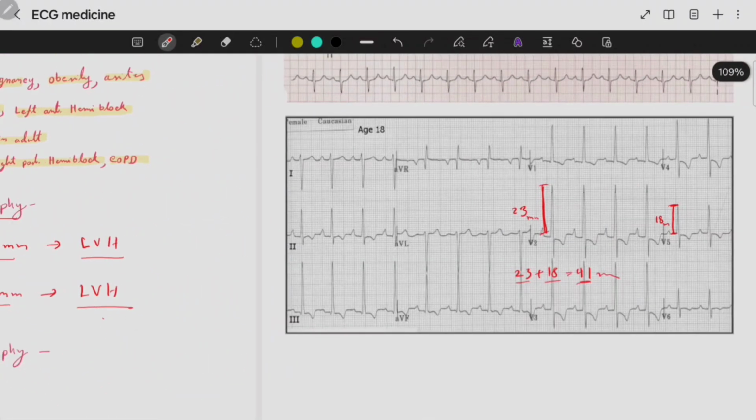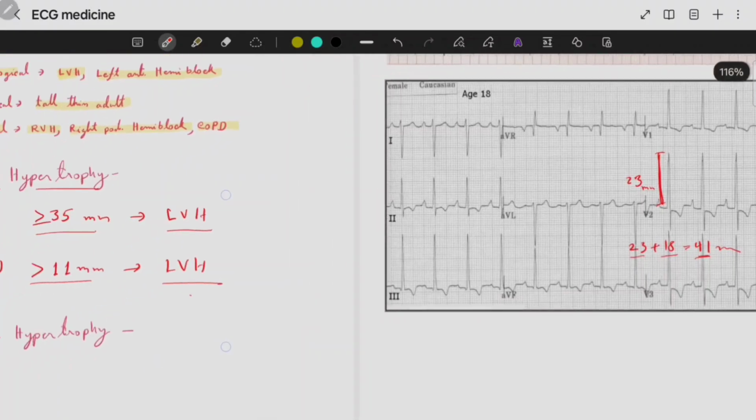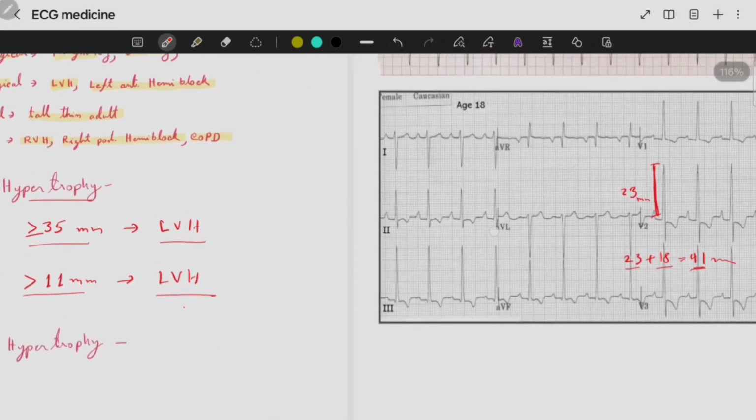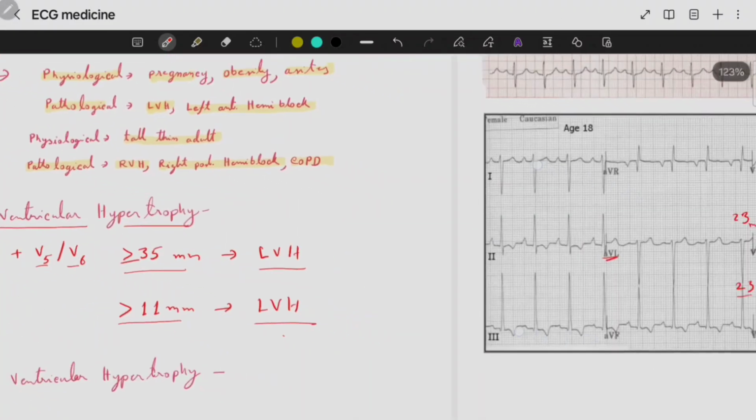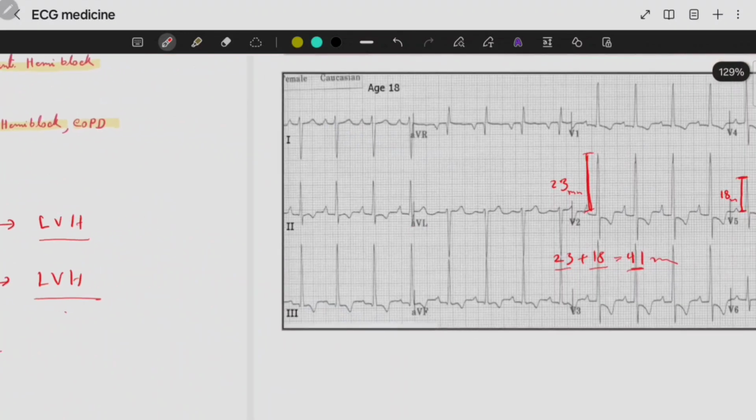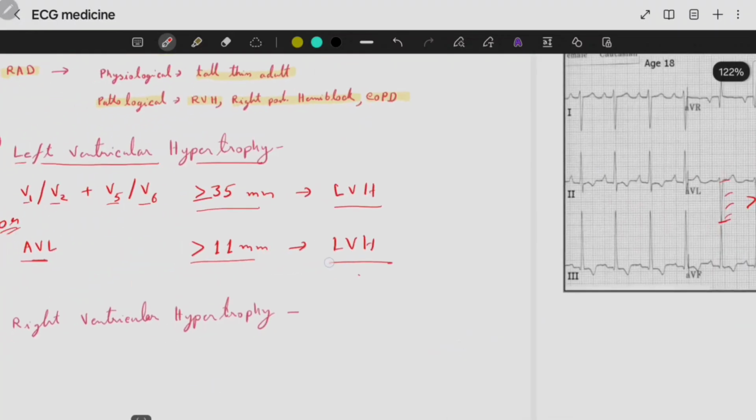See another method, the aVL. In the aVL, the R or S, whichever is longer. Here the S is longer and it is 15 mm, which is greater than 11 mm. So it's a left ventricular hypertrophy.